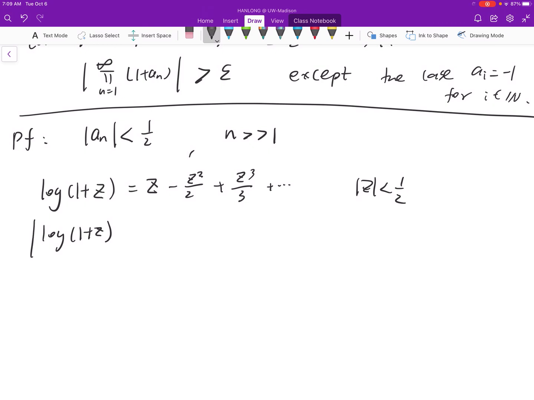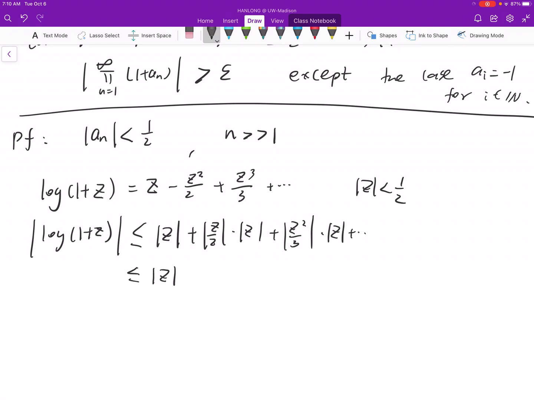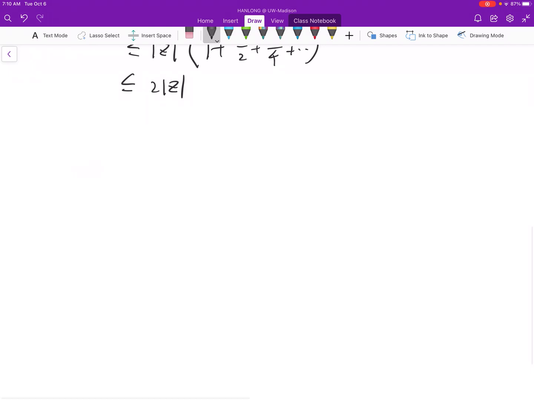If you take the norm, it will be less than norm of z plus norm of z over 2 times norm of z plus z squared over 3 times norm of z, and so on. So it will be less than or equal to norm of z times 1 plus 1/2 plus 1/4 plus and so on. So it will be less than or equal to 2 norm of z.